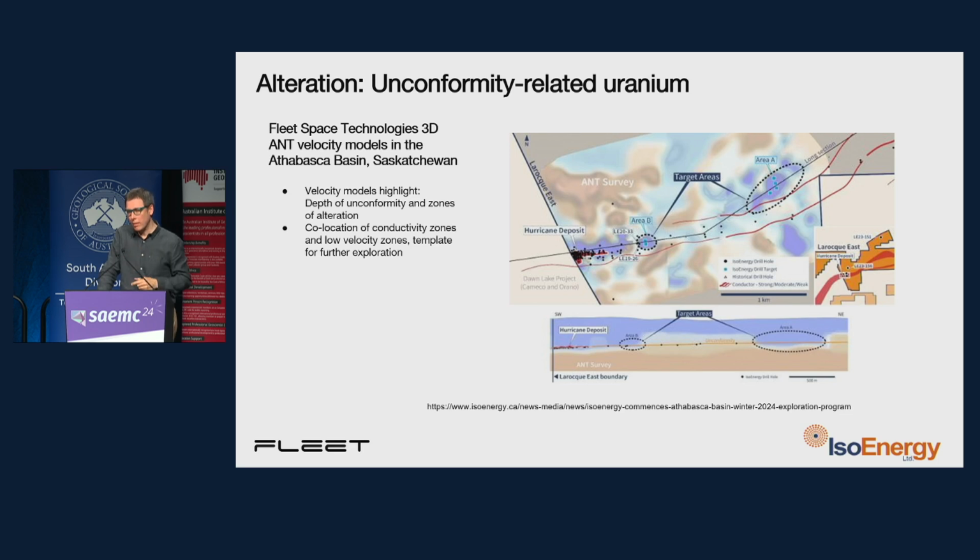That's exactly what IsoEnergy have shown. They did a survey over their deposit, smart thinking, and then they expanded it out and went, oh, look where else we have low velocity features, and they have been drilling into these things and are finding a lot of alteration exactly where the velocity is low. So it's a very, very good use case of it.